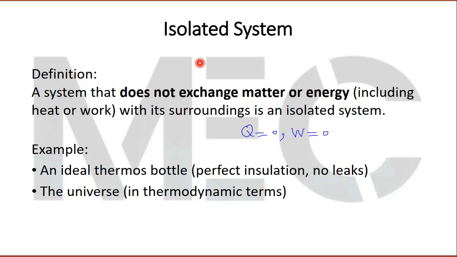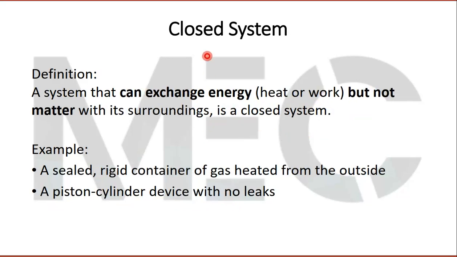Another example of an isolated system is a calorimeter. In a calorimeter, we learned that we put a hot object inside water inside the calorimeter, and then we measure the final temperature. So when you close the calorimeter, it's an isolated system because after we close it, there's no exchange of matter and no exchange of energy, of course. The universe in thermodynamic terms is another example of an isolated system.